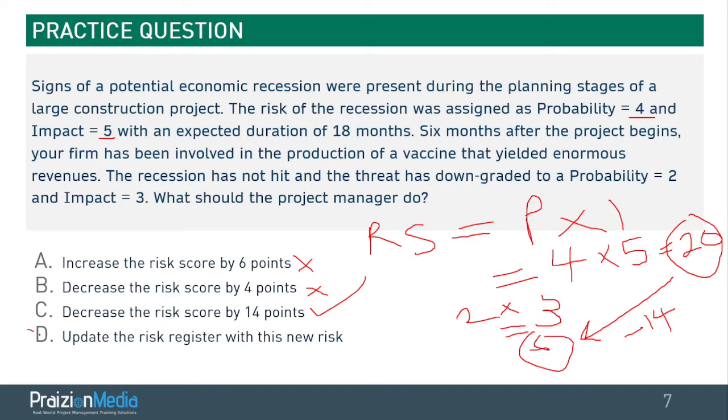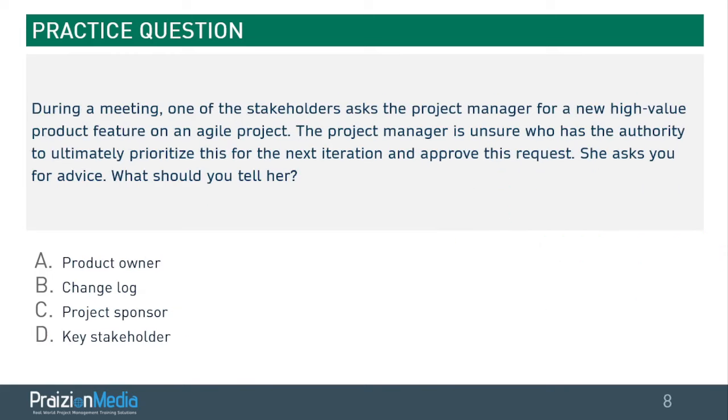And it's not a new risk, so it's not D either. It's the same risk, but it's just changed because things are better. The economy is better. And we were involved with this vaccine. We got enormous revenues. And we're not looking at the recession as hitting us a whole lot. See that? So double whammy for this one, but I hope it gave you a good run for your time. Let's go to the next one.